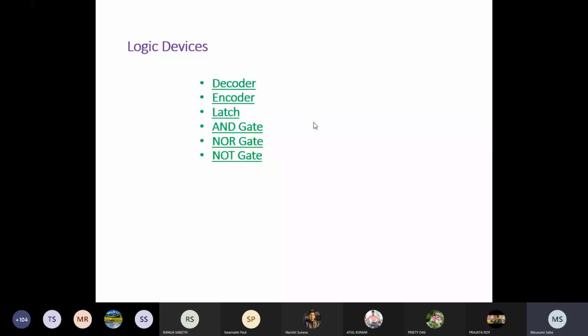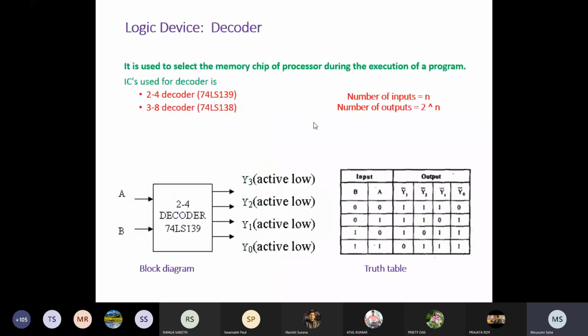Okay, now if we want to design, we should know some basic concepts of logic devices. I hope you know them, because you have already studied them in the digital electronics class. You will study a modified structure. So decoder, encoder, latch, AND gate, NOT gate. These are the circuits that may be required. I will try to design in such a way that you need fewer logic devices.